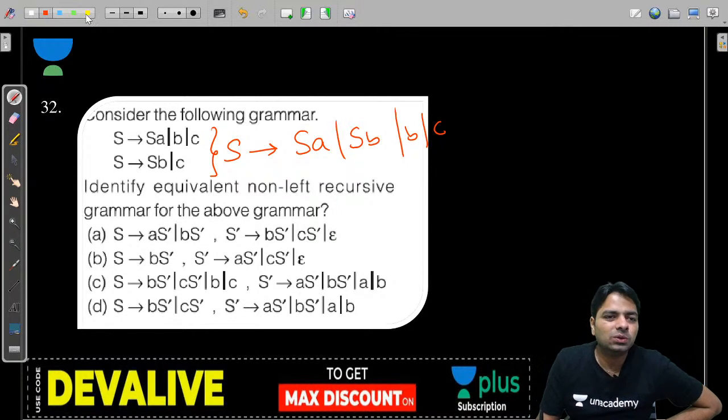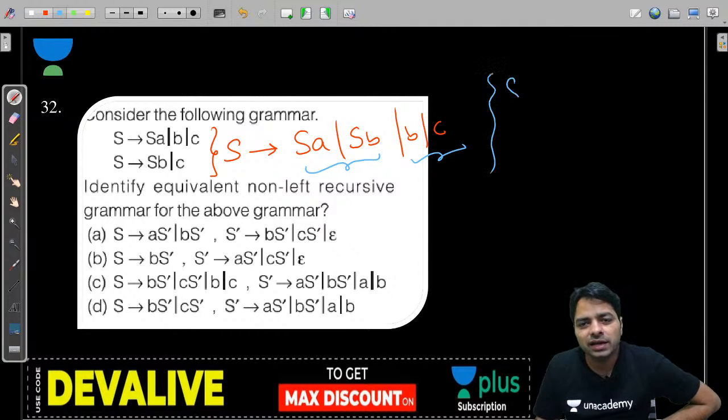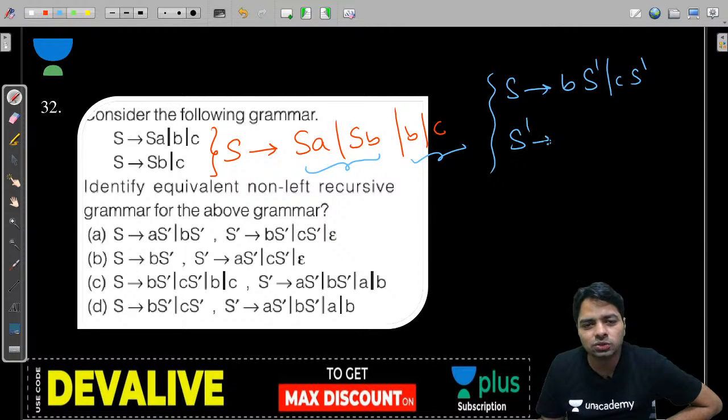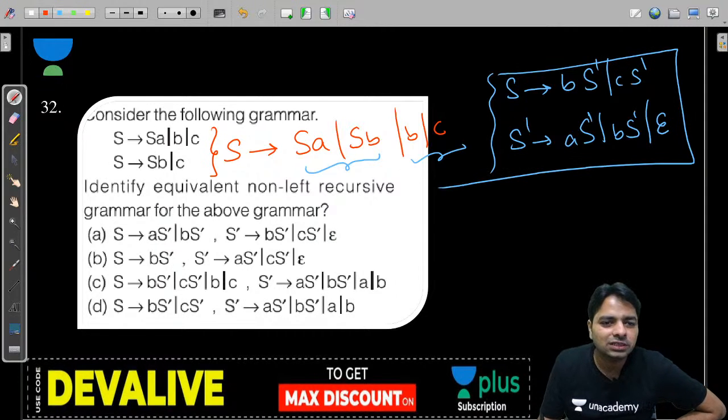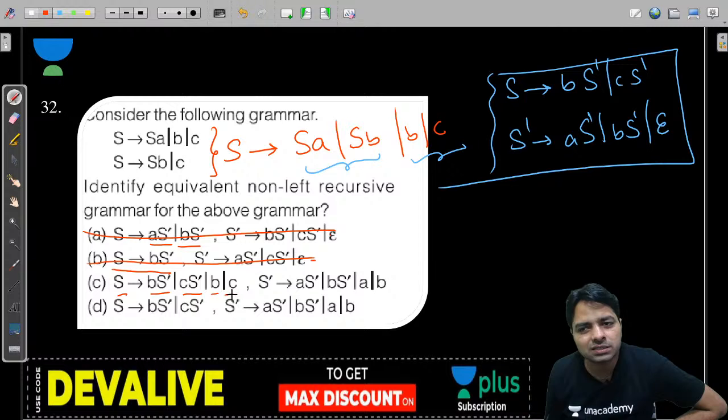So now we can apply the rule. These two have left recursion, these two have non-left recursion. So what you do here is S derives B S' or C S', and what S' should do, that right recursion, A S', B S' or epsilon, and which is going to match with this one. Start check. For option A, S' B S' is wrong, because we want B or C, and S → B S' is also wrong, and S → B S' C S', B or C.